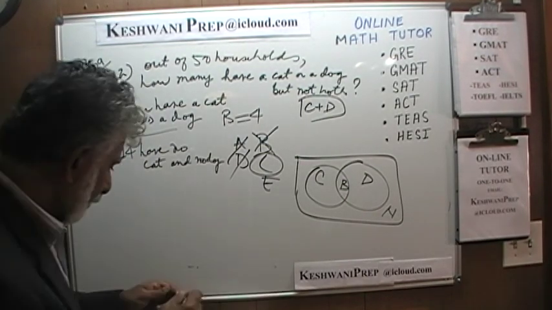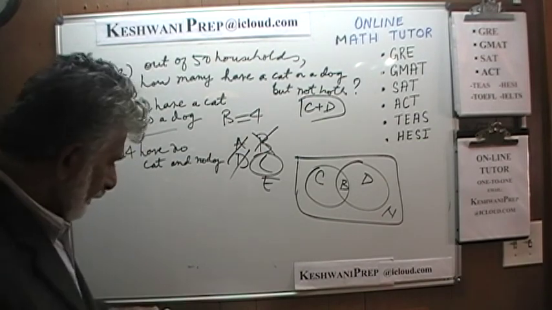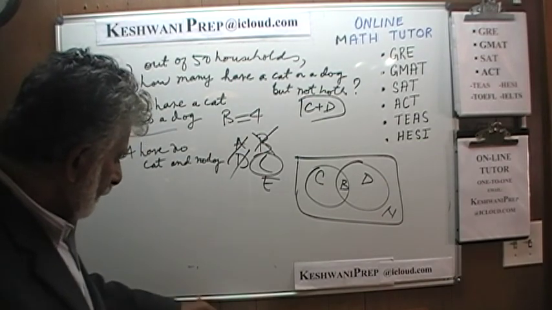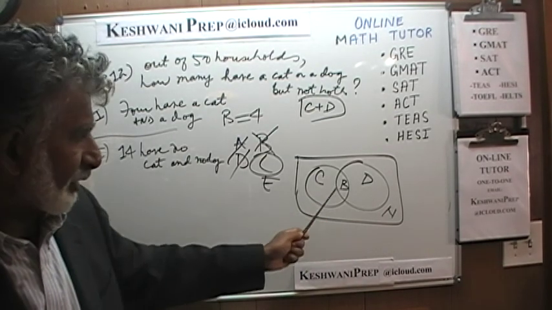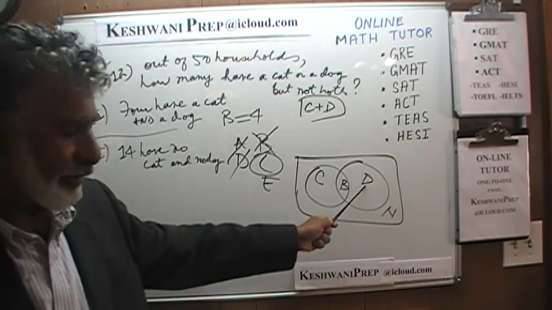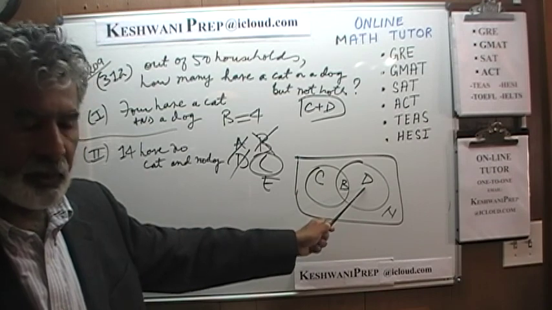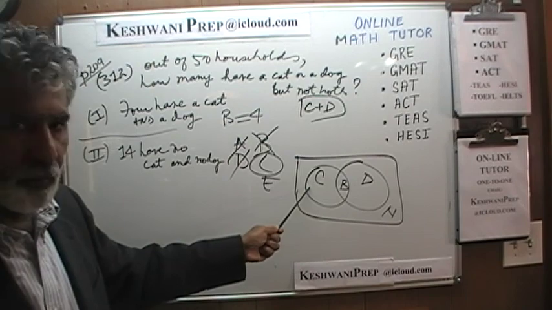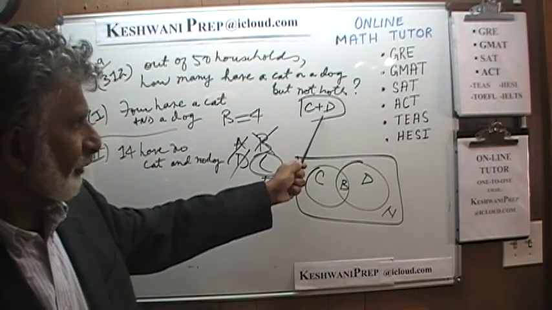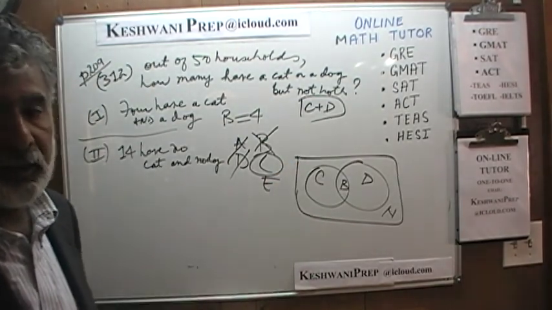I'm going to change the color so we can see it. Because you see, we don't have to figure out C and D individually. That's not possible here. It's not possible to figure out the value of C individually, or the value of D individually. If that's what you're trying to figure out, you're missing the point. We don't care what C is. We do not care what D is. We're simply interested in their sum, and that can be ascertained.